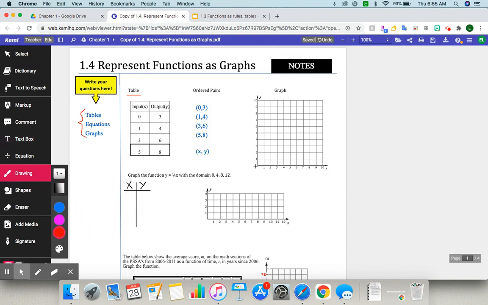So 0, 3: if X is 0, I stay right here, and Y is 3, I move up 3 units. When X is 1 and Y is 4, if X is 3, Y is 6, and when X is 5, Y is 8. So I now have a representation of this function using both a table and a graph.